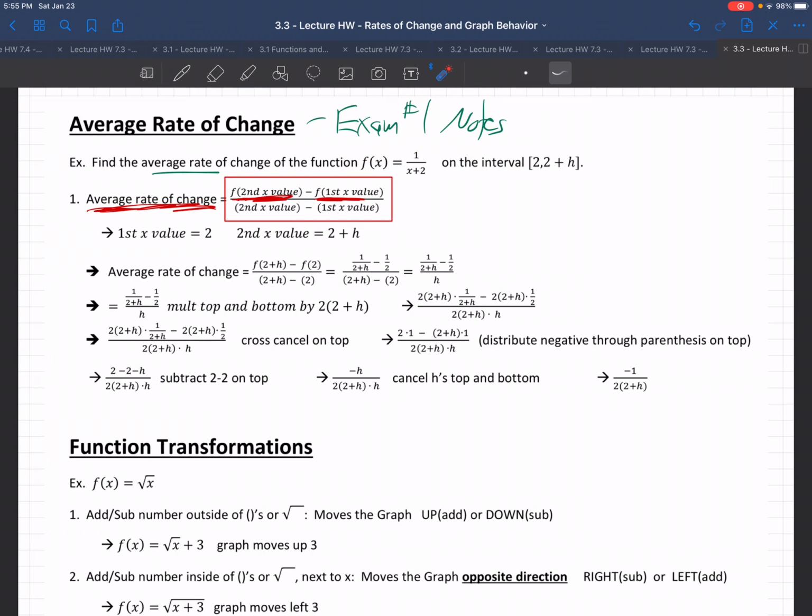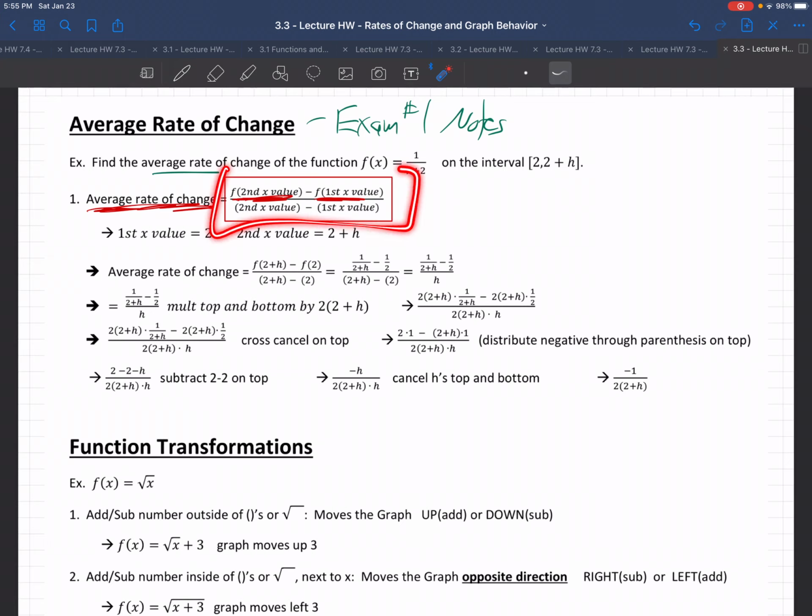Welcome to an example in which we're finding the average rate of change of this function on this interval. How are we going to do this? Well, let me refer you first off to the exam number 1 notes, which is at the top of the Unit 1 module. Go to the average rate of change section. Here's an example I'm giving you for this one in particular.